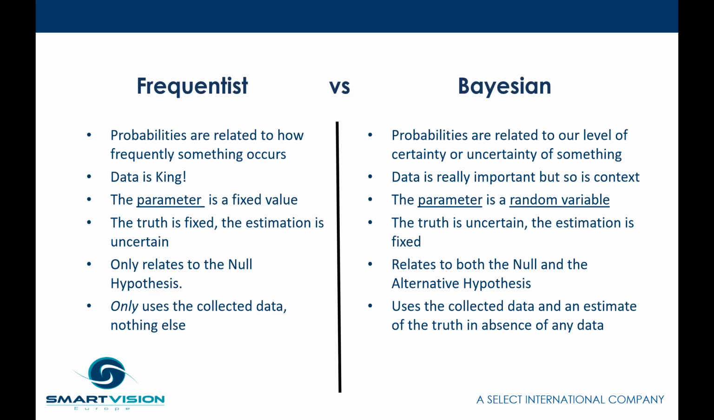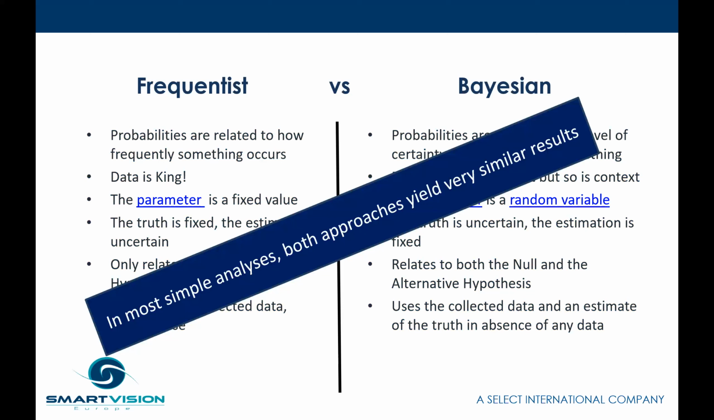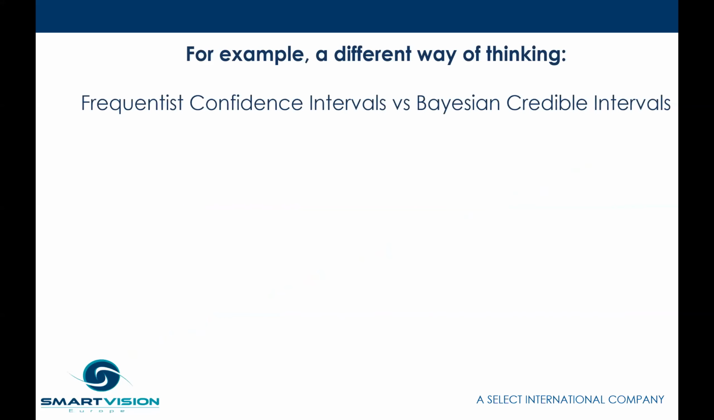So very different approaches. Now, in most cases, of course, particularly most simple analyses, both approaches will yield very similar results. You probably won't find that Bayesian completely contradicts the frequentist tradition or vice versa. So bear that in mind. But they are different, even if they reach similar or the same conclusions.